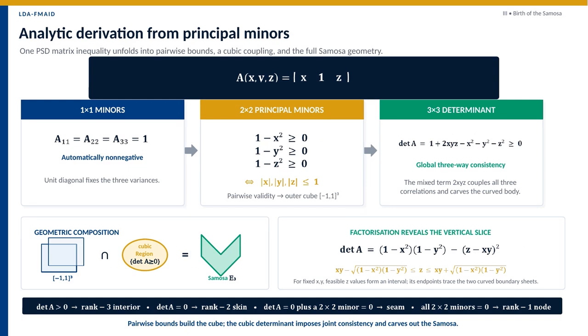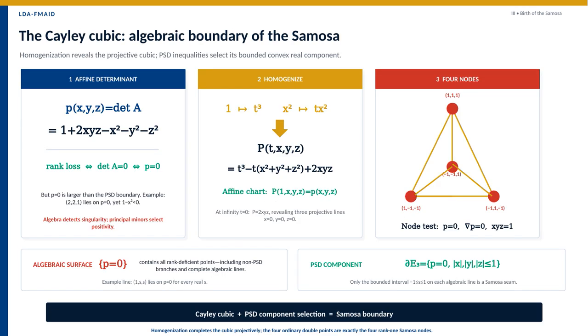The principal minors make the geometry explicit. The 1x1 minors give unit normalization, and the 2x2 minors create the outer cube. The full determinant, 1 plus 2xyz minus x squared minus y squared minus z squared, carves the curved Samosa from that cube. Setting the determinant to 0 gives the Cayley cubic, the algebraic rank loss surface.